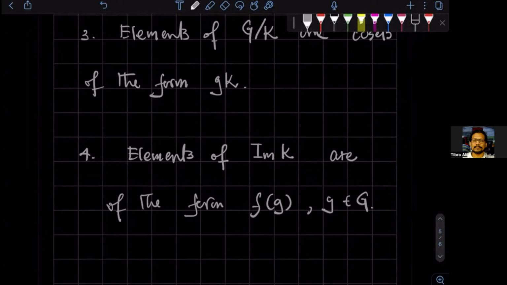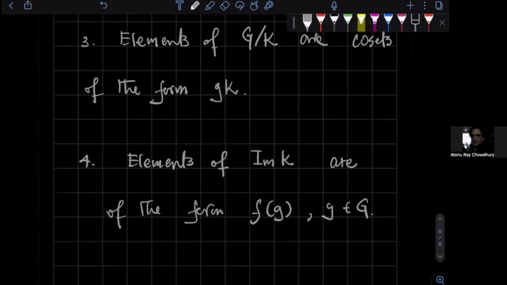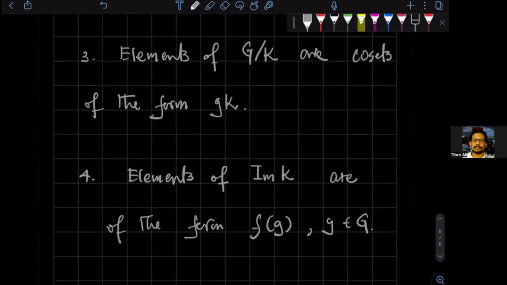All right. So shouldn't it be image of F instead of image of K? Yeah, sorry, thank you. Image of K doesn't make sense. K is not a map. All right, cool. Thank you. Any other questions or comments?